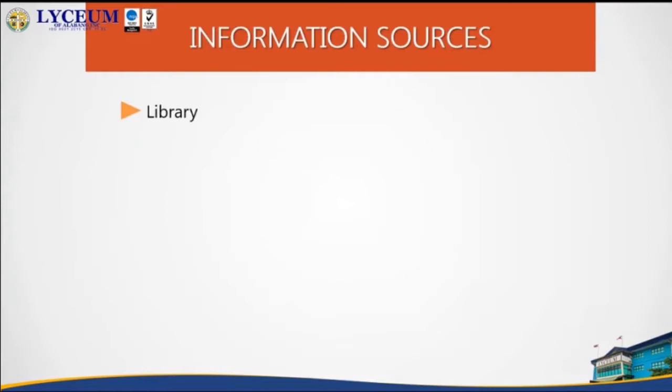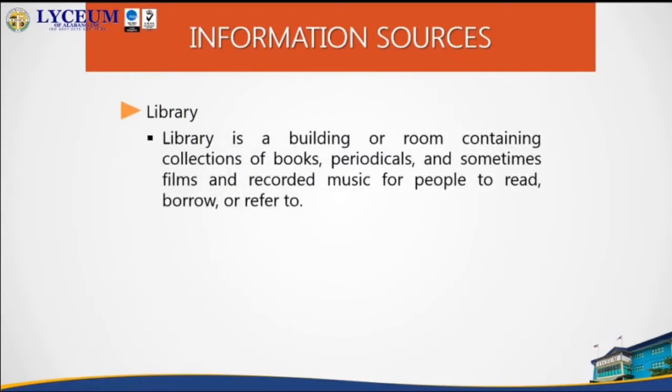Okay, so what are the different information sources that we have here? First, we have the library. The library is a building or room containing collections of books, periodicals, and sometimes films and recorded music for people to read, borrow, or refer to. So, library guys, I do hope that you already experienced going through a library, no? Here at our school, we have our libraries at the 3rd floor and the 1st floor.